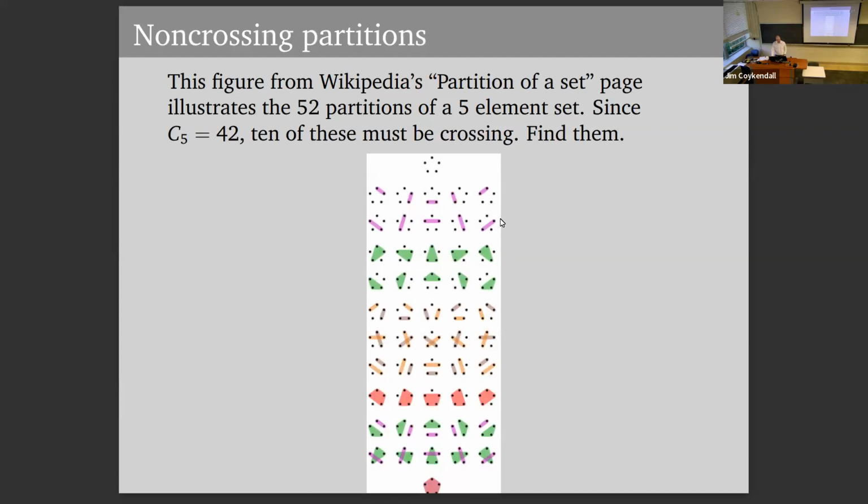Okay. This image is from Wikipedia. If you look at the page for partition of a set, there are 52 partitions of a 5-element set, but the fifth Catalan number is 42. So 10 of these must be crossing. We find which 10 those are. Row 6. 1, 2, 3, 4, 5. This one, yeah. So these are crossing, and so this one. So these are crossing as well. Yeah, these are organized, so like you rotate these, you get these 5. So this one, for the one at the top, you rotate it, it stays fixed.